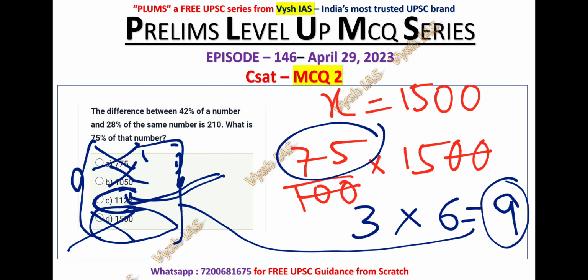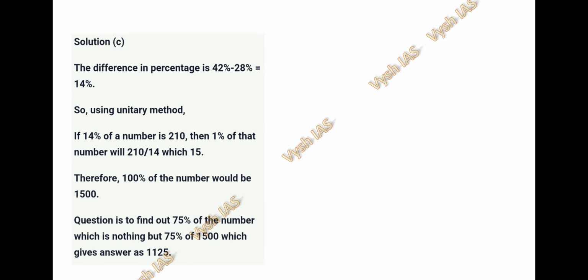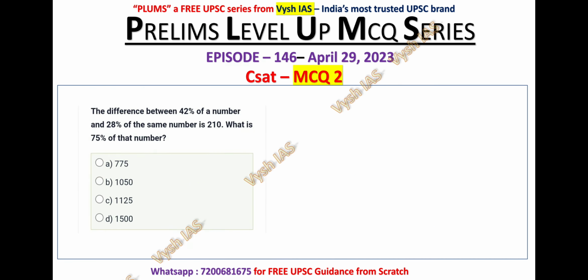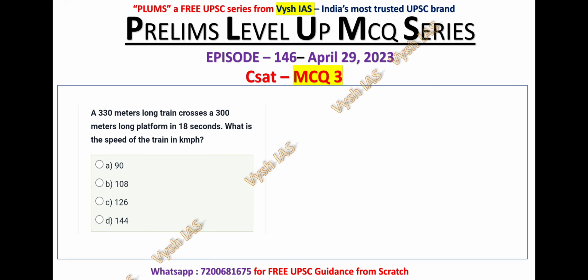So 9 matches with the 9. So 9 can be the answer. So option number C is the correct answer for question number 2. I hope you have understood what digital sum is. It will help you in decreasing the time of calculating any question. Now let's solve MCQ number 3.